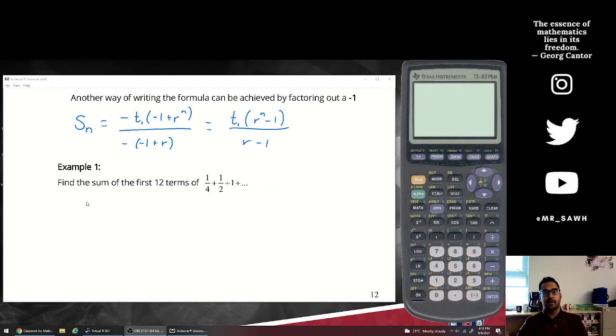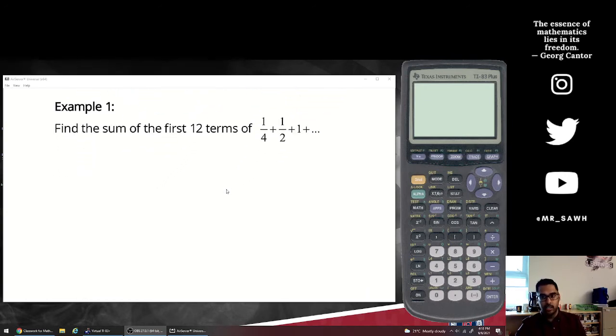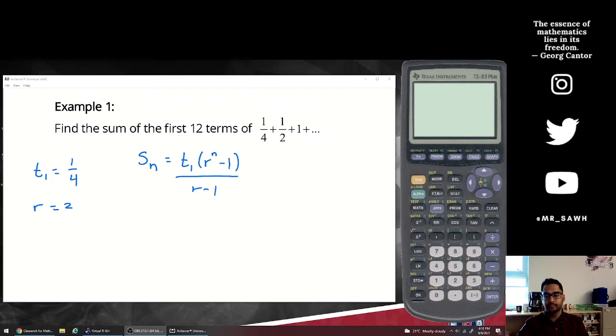So that first example says, find the sum of the first 12 terms of this series. So if I just zoom in a little bit, we know a couple things here. I know the first term is 1 over 4. I know the ratio is 2. And so I write down my formula again, the sum of the first n terms of a geometric sequence. I need the first term, rn minus 1, and then r minus 1. So if I have the first term, that's good. I know I'm looking for 12, so I also know that n is 12. I just need the sum of those 12 terms, so I've got everything I need.